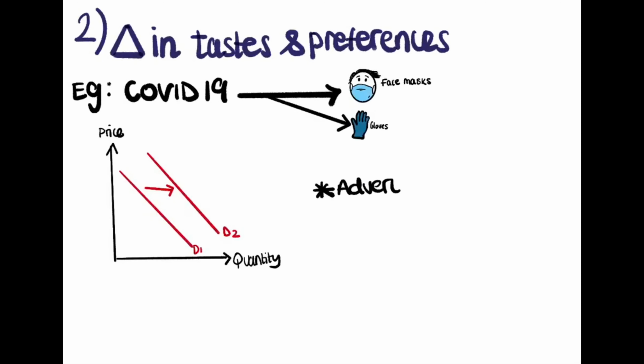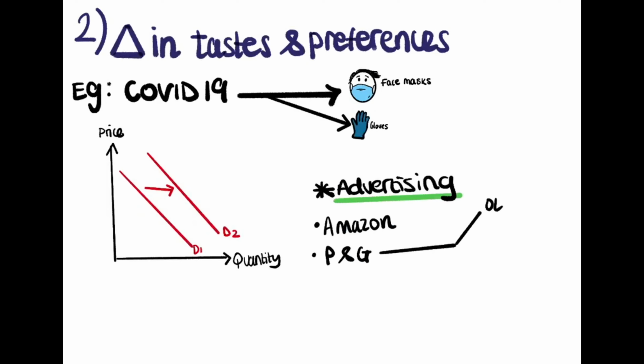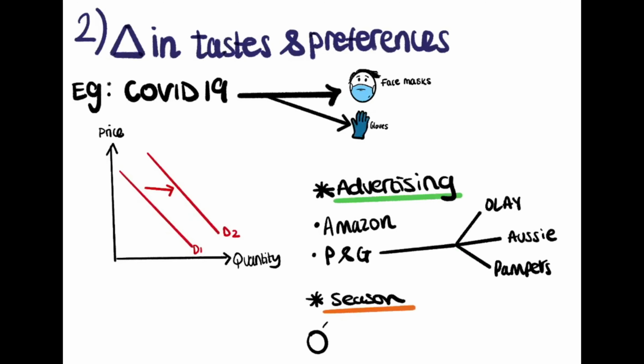Advertising is also another factor that can affect the demand curve. For example, big brands such as Amazon or P&G, which owns Olay, Aussie Hair, and Pampers, spend huge amounts on advertising, which helps increase sales and shift the demand curve out to the right. Seasonal factors such as the weather can also shift demand. During the summer season, there is an increased demand for things like ice cream, flip-flops, and beach towels.